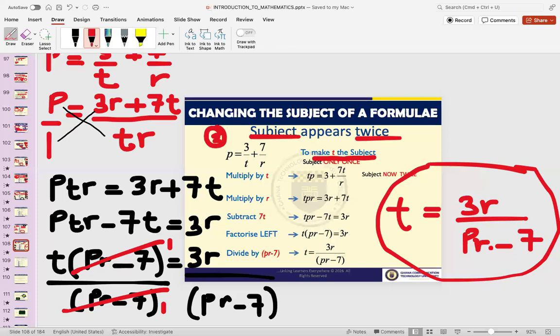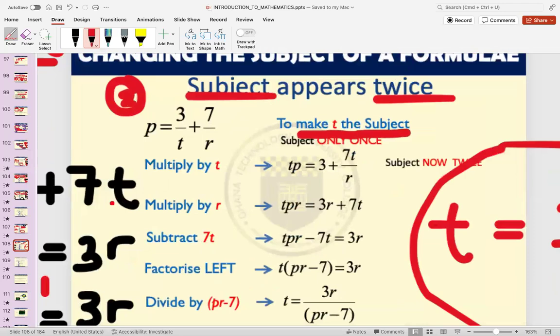Any question on the second example before I proceed? Any question on the second example? All right. Okay, so let's continue. Let's move to the next one now.